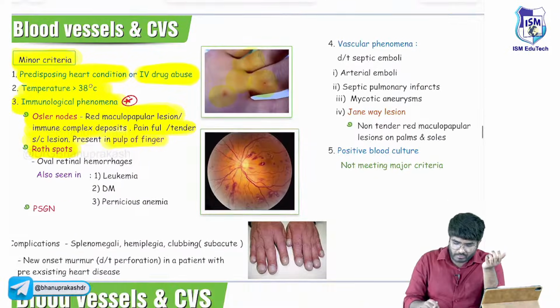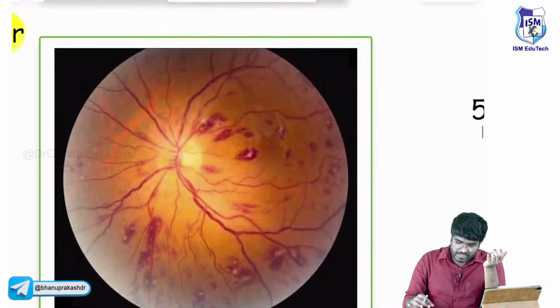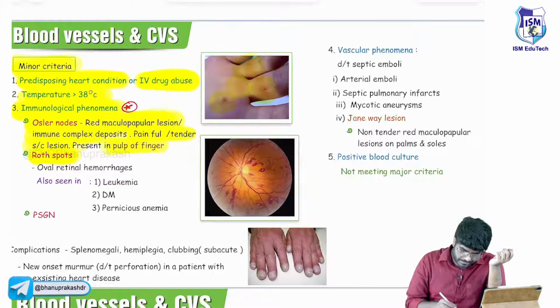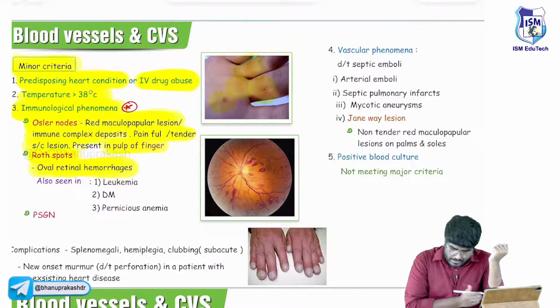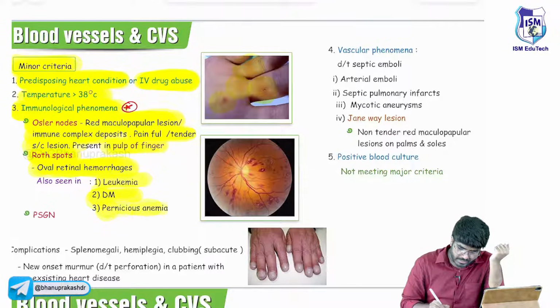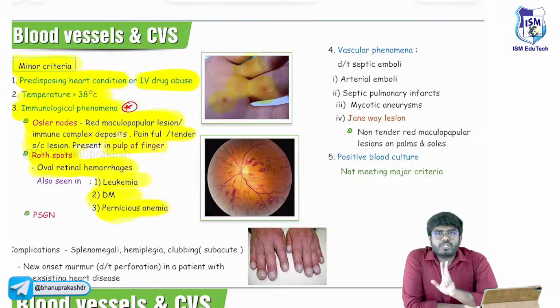Retinal hemorrhages are going to occur. These retinal hemorrhages are called Roth spots. Okay, oval retinal hemorrhages. These Roth spots are not only specific for infective endocarditis, they are seen in other conditions also, like leukemia, diabetes mellitus, pernicious anemias. So, what are the two immunological phenomena I have discussed?